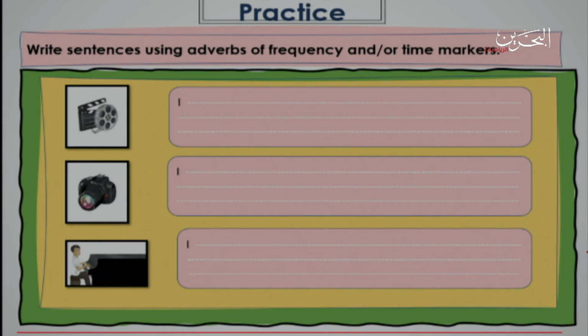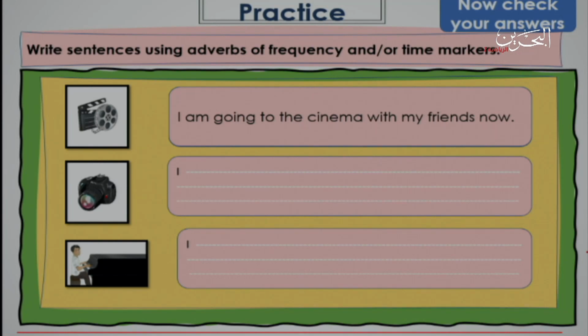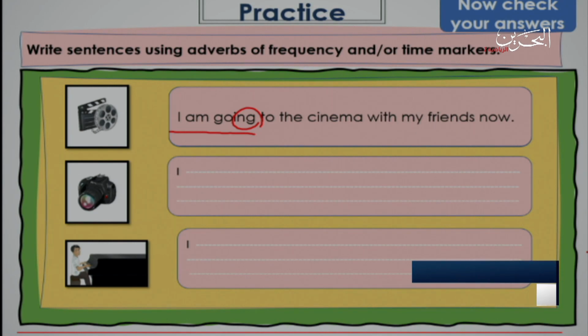Let's have some suggested answers. Look at this picture. This picture is related to films and cinemas. Here, I have used the present continuous. I am going to the cinema with my friends now. I have used the time marker now, and I have used the formula of the present continuous by adding ing to the main verb.